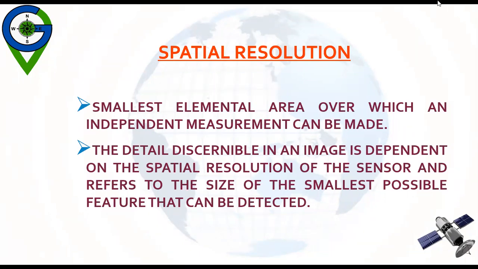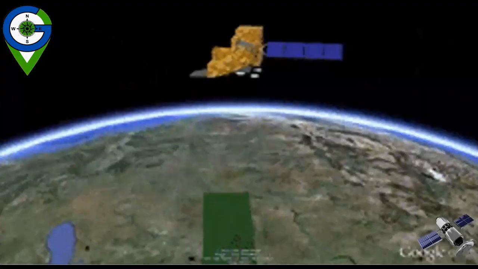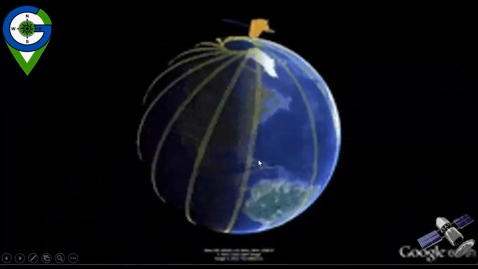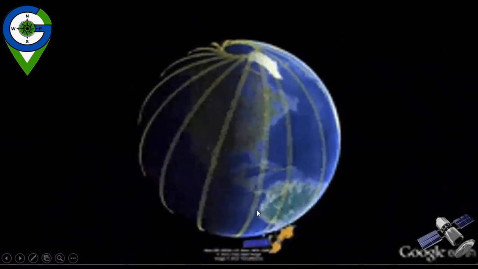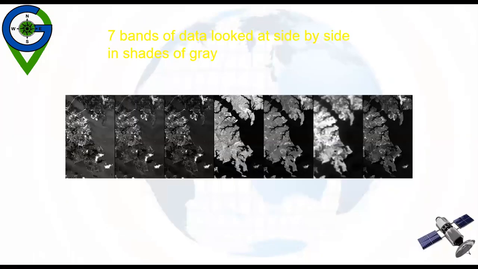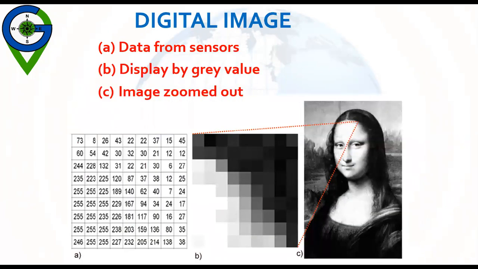Like we have seen earlier, this is known as the IFOV. The detail discernible in an image is dependent on the spatial resolution of the sensor and refers to the size of the smallest possible feature that can be detected.